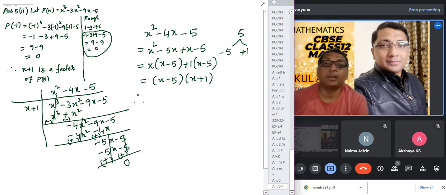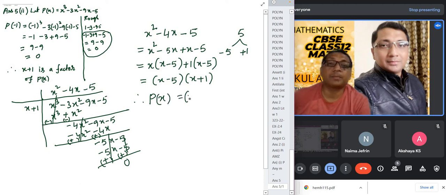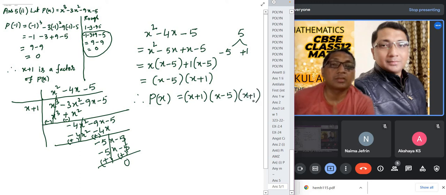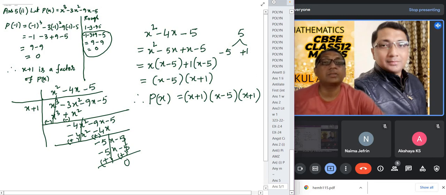So therefore we can write p(x) equals to, already we got x plus 1 factor. Other two factors we got from here, that is x minus 5 and x plus 1 again. Right? So factorization done.